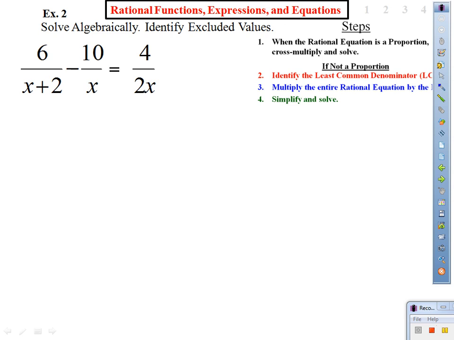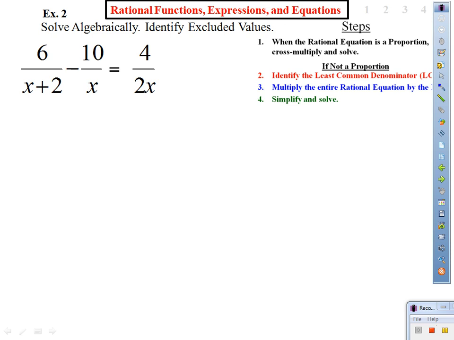Bam. Copy example 2. Example 2, we have an equation. Here it is: 6 over x plus 2 minus 10 over x equals 4 over 2x. Now this is not a proportion because now we have 3 different fractions.